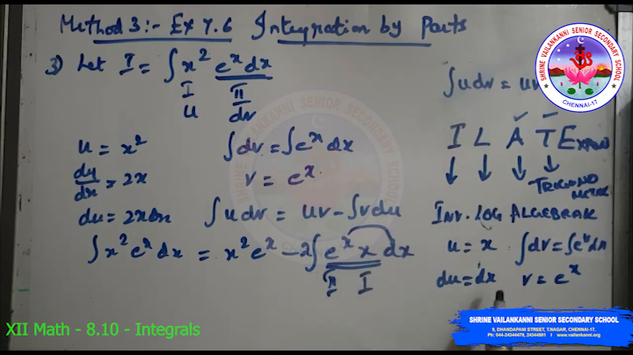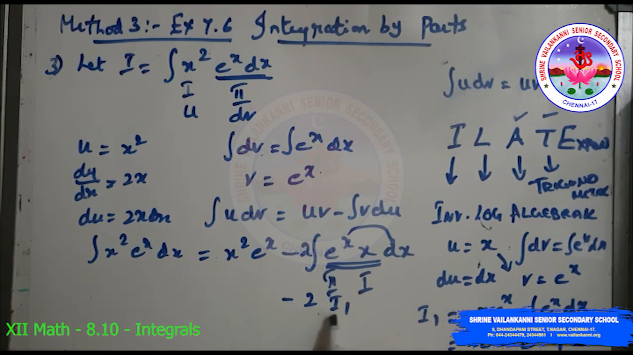So again using this formula, I'm writing only this, otherwise I'll take this as minus 2 I1. So I'm doing I1 alone. So I1 is u into v, x into e power x, minus integral of v du, integral of e power x dx. So which is equal to x into e power x minus integral of e power x dx, which is e power x, plus c.